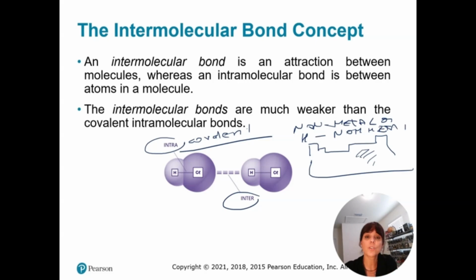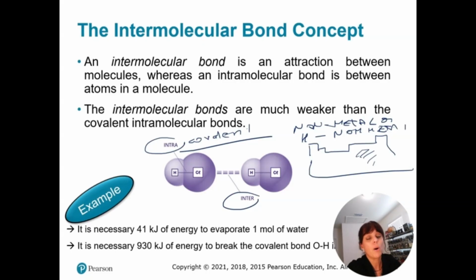Just to give you an example, if I need to evaporate water, for example 1 mole of water, I only need 41 kilojoules. To evaporate, I only need to separate. So if I have two water molecules, I will separate the two water molecules. I'm not breaking down the bond. But if I have a water molecule, just to make clear, this is the oxygen and this is the hydrogen. If I want to break down this bond between the oxygen and the hydrogen, I will need 930 kilojoules of energy.